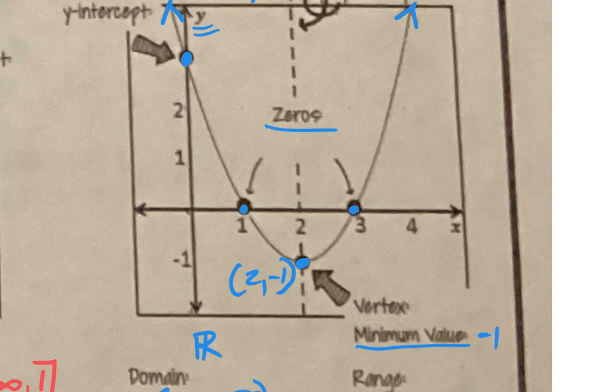My range, go from bottom to top. Because I have a minimum value, I am going to look at the y-coordinate of my vertex. I'm going to start off with a -1, and I am going upwards with those arrows. It means I'm going all the way to a positive infinity. I can never reach infinity, so I put a parentheses. I started off with a -1 where I did reach, so I start off with a bracket.